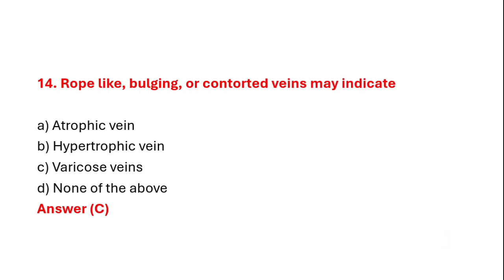Question number 14. Rope-like bulging or contorted vein may indicate. Option A, atrophic vein. Option B, hypertrophic vein. Option C, varicose veins. Option D, none of above. Correct answer is option C, varicose vein.